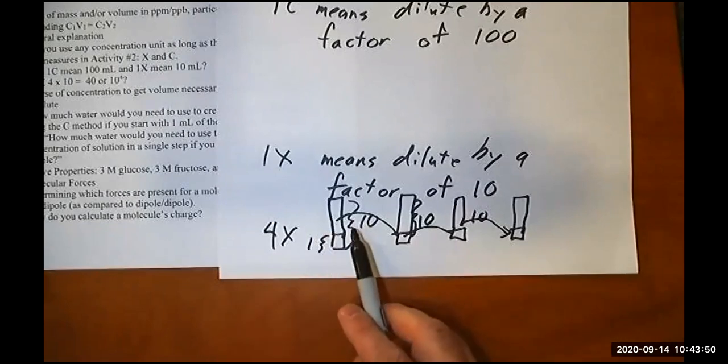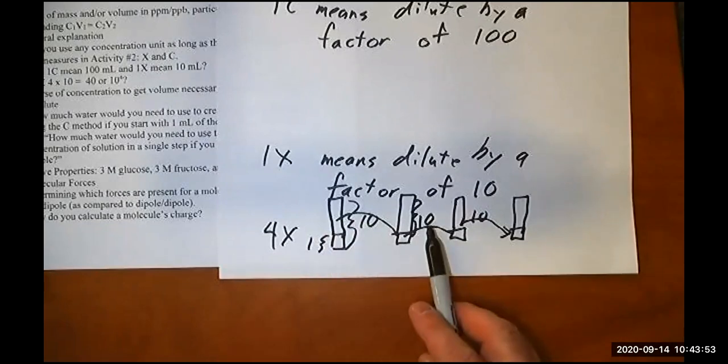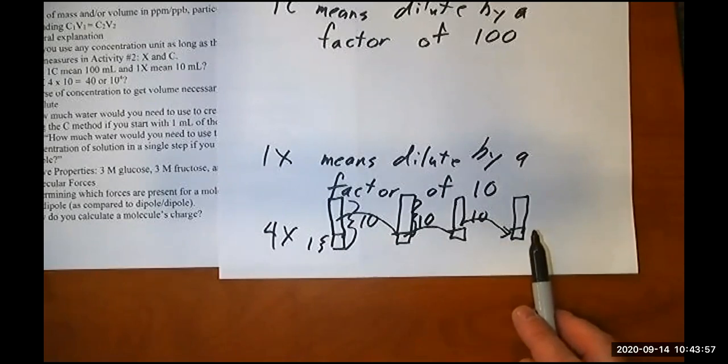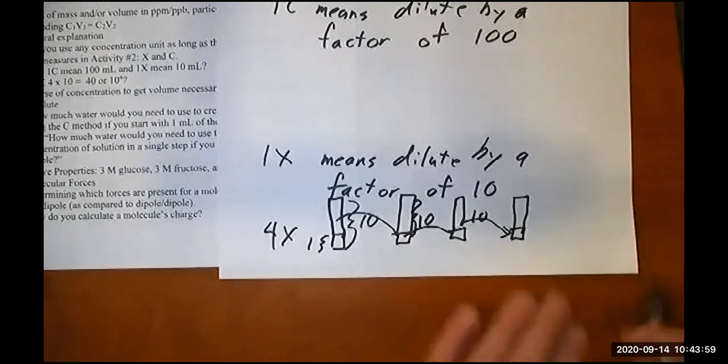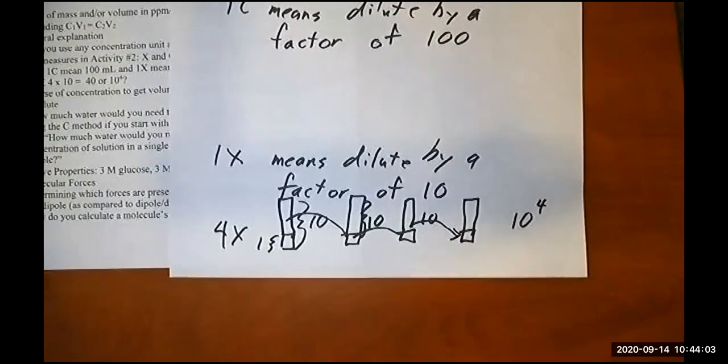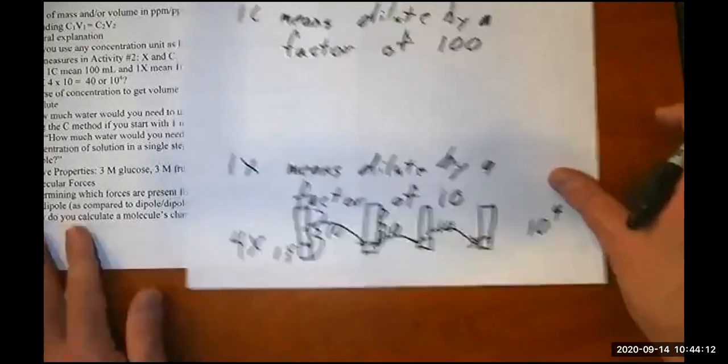So you've diluted by a factor of 10, by a factor of 100, by a factor of 1,000, by a factor of 10,000 as you go across here. So you are getting to 10 to the 4th as how much this has been diluted relative to what you started. This is the concept of sequential dilutions.